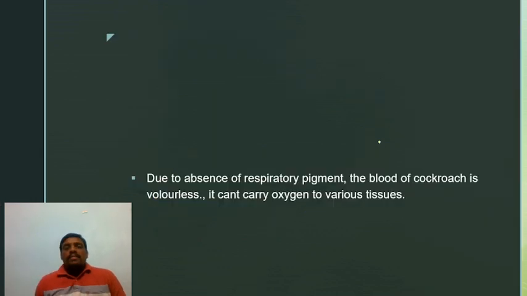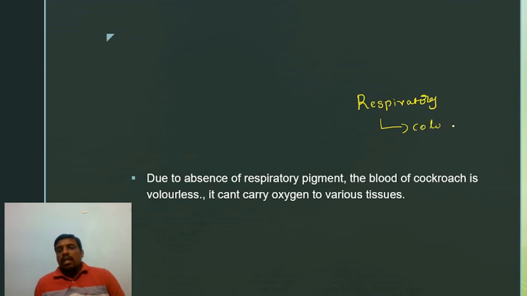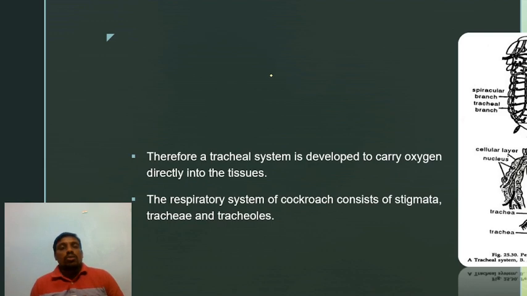Now, let us see how the cockroach respiratory system looks. It does not have any respiratory pigment. Hence, the blood of cockroach is colorless. And it can carry oxygen directly to the tissues or cells. Therefore, a well-developed tracheal system is developed, which helps to carry oxygen and carbon dioxide from one place to another place.